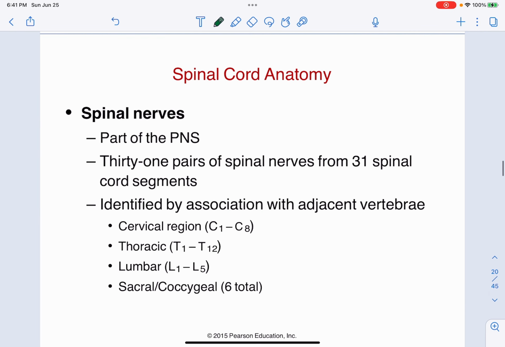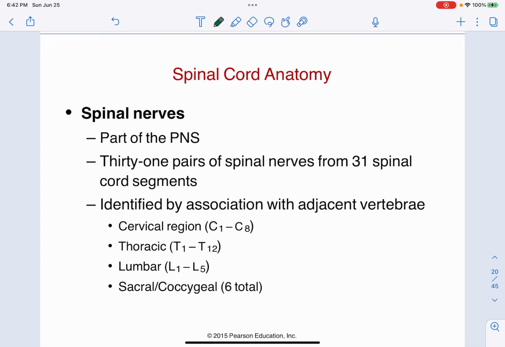So again, spinal nerves are part of the peripheral nervous system. Every segment along the spinal cord has a pair of peripheral nerves. So there are 31 pairs of spinal nerves that come off of the 31 spinal cord segments. And they are identified by the association with the adjacent vertebrae, so where they are relative to the vertebrae.